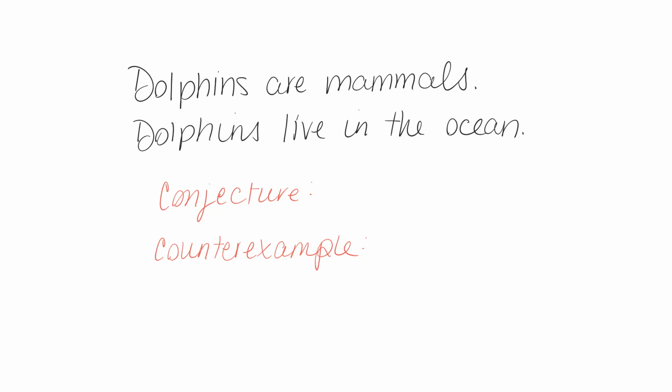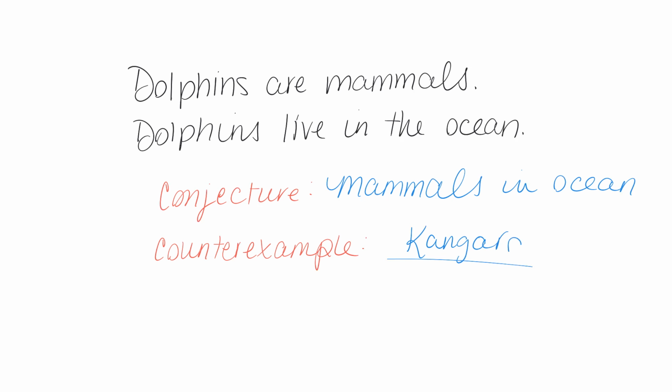Okay, here's another one. Dolphins are mammals. Dolphins live in the ocean. Okay, so conjecture. What's something I can pull from that? I can pull from that if dolphins are mammals and they live in the ocean, then mammals live in the ocean. So, okay, sure. Do mammals live in the ocean? Yes. Do mammals only live in the ocean? No. What is my counterexample? What disproves that? How about a kangaroo? Really, anything. So counterexamples can be really easy to find. They can also be significantly tougher.